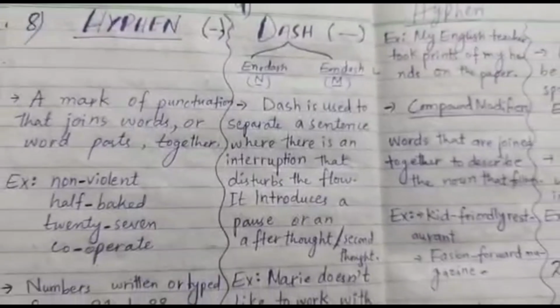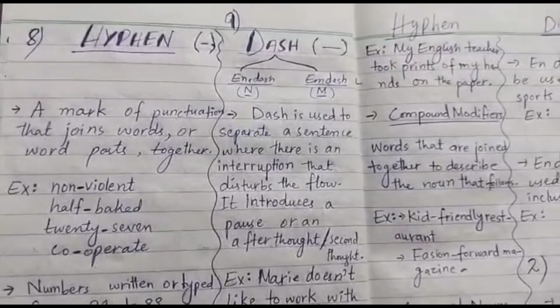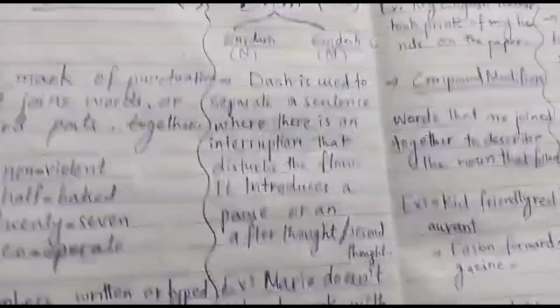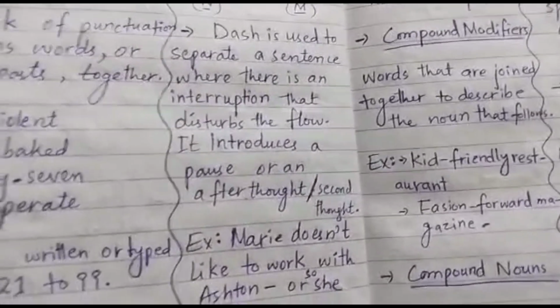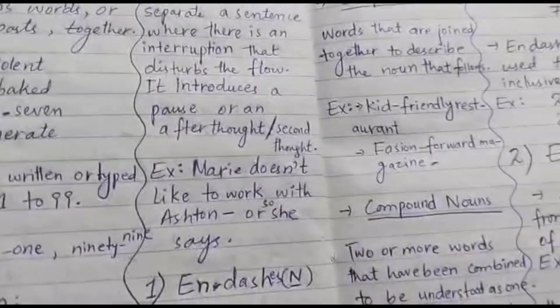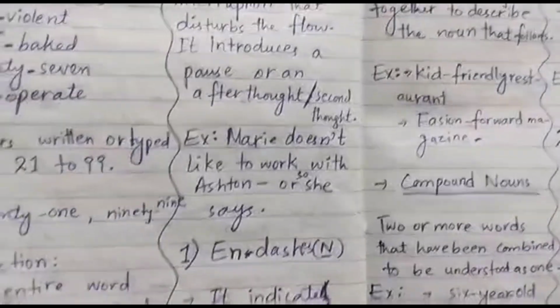Dashes work to bring attention to a phrase or indicate a phrase as additional information. It is also used to separate a sentence where there is an interruption that disturbs the flow. It introduces a pause or afterthought, or you can say a second thought.